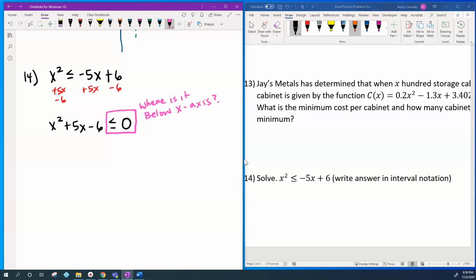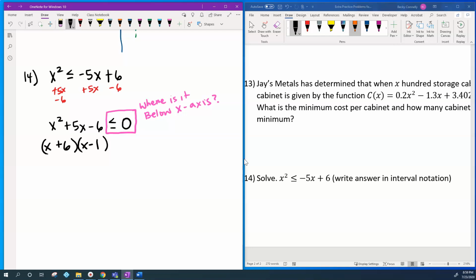Right? And so to do this, the easiest way would be to try and factor this. Let's get this in factored form here. This was the one, right? So what multiplies to be -6 that adds to be 5? So let's see, is that going to be 6 and 1? We've got a +6 and a -1.